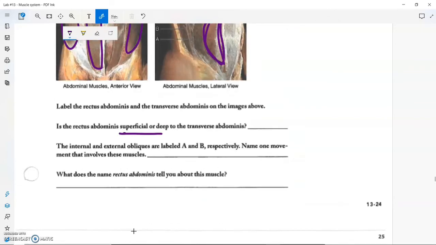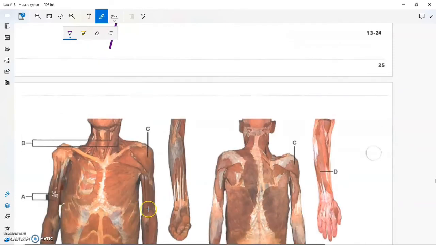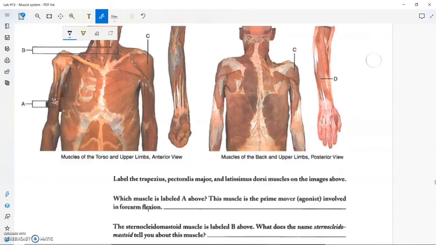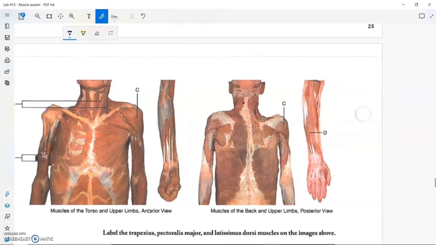One of the movements that these muscles produce is rotation of the trunk and lateral flexion of the trunk. The name rectus abdominis tells you it's a straight muscle. It's rectus. Abdominis is its location. Trapezius and pectoralis major and latissimus dorsi. So that's going to be a trapezius muscle, latissimus dorsi, pectoralis major.